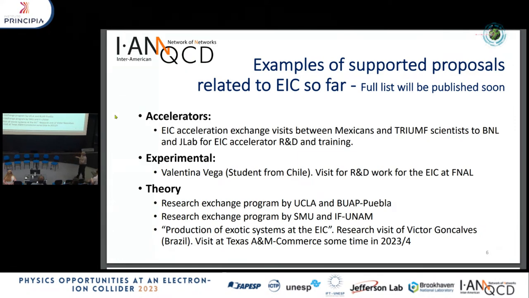Since then, about the last 1.5 years, there have been accelerator exchange visits between Mexican students who have visited Jefferson Lab, and some TRIUMF scientists have come to Brookhaven and Jefferson Lab for EIC-related activity in accelerator R&D and training. There have been experimental physicists. This is one example that is just ongoing: a student from Chile who is visiting Fermilab for work related to, I don't exactly know what EIC work she's doing, but she's an experimentalist, and I think she's more involved with the US QCD group, and that's what she's working on.